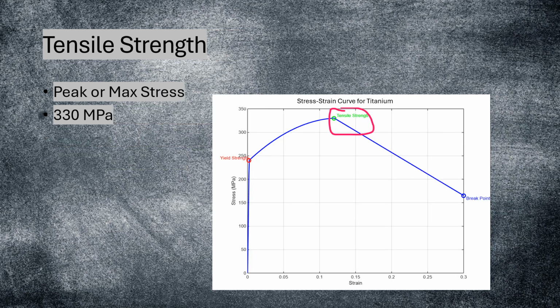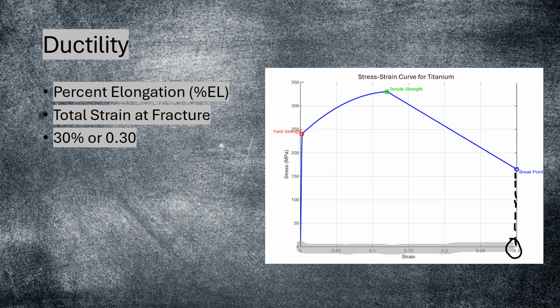For the tensile strength of titanium, this is represented as the peak or max stress. As represented on the stress strain curve, it is the point after it stops being linear and heads towards the breaking point. We figured out that it is equal to 330 megapascals. For the ductility of titanium, it is the percent elongation and the total strain at fracture. As you can see on the stress strain curve, the breaking point occurs at 0.3 strain, or 30%.